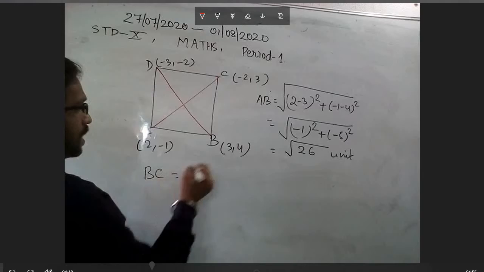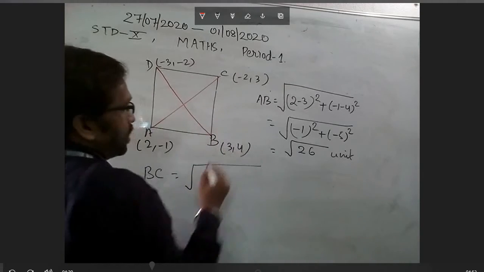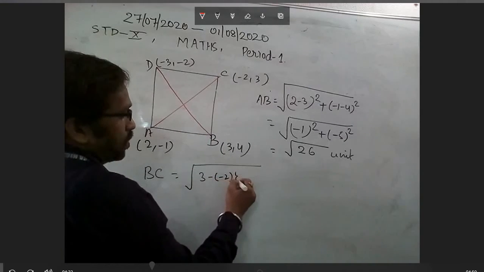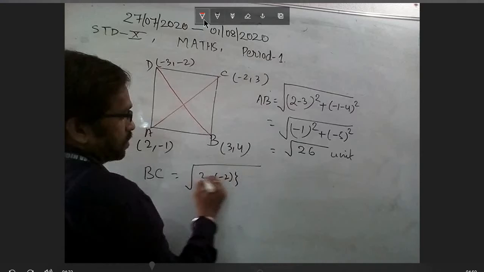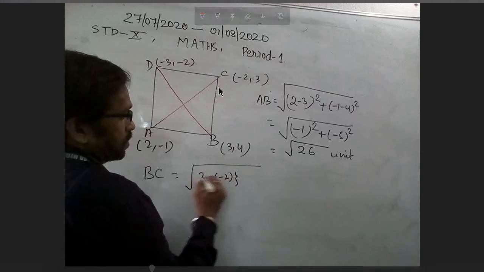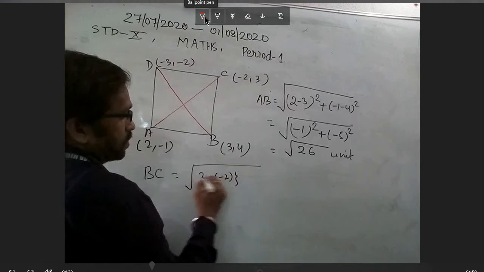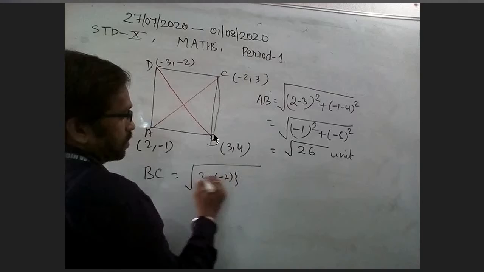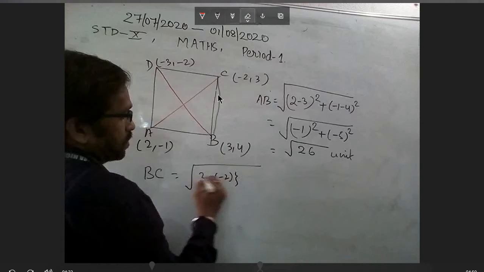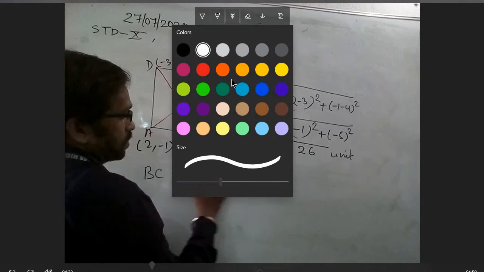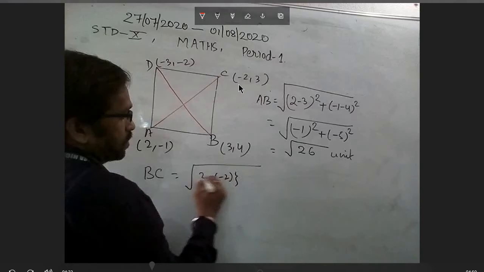Now we'll prove BC here. The same thing here. See, for this line BC, the coordinates are given. This is one coordinate here, this is one coordinate here. This is the x coordinates, x1 and x2.